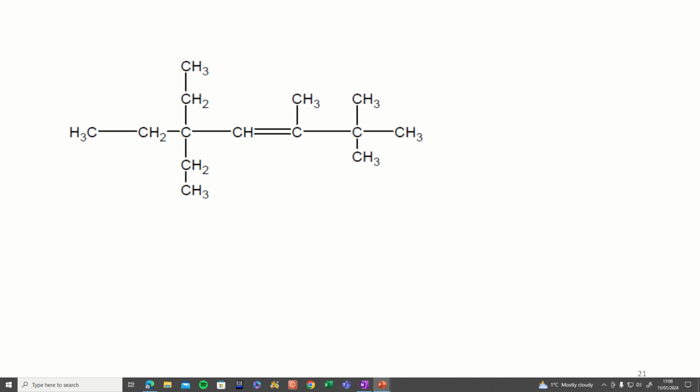Okay, so we've got 7. 1, 2, 3, 4, 5, 6, 7. We have a double bond on 3. So 1, 2, 3. Double bond here. Oops, a bit wobbly, but you get the picture. Okay, our second one has got dimethyl. Our third one has got methyl. Okay.